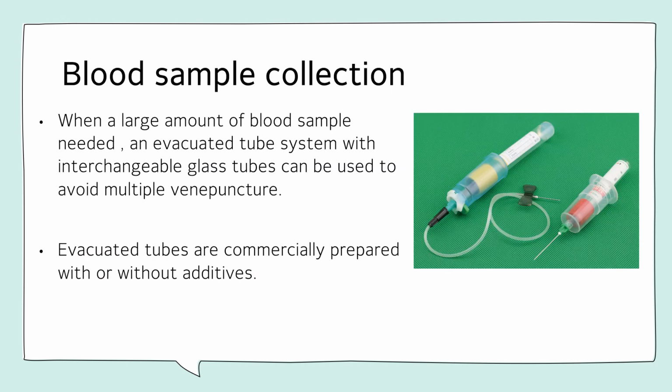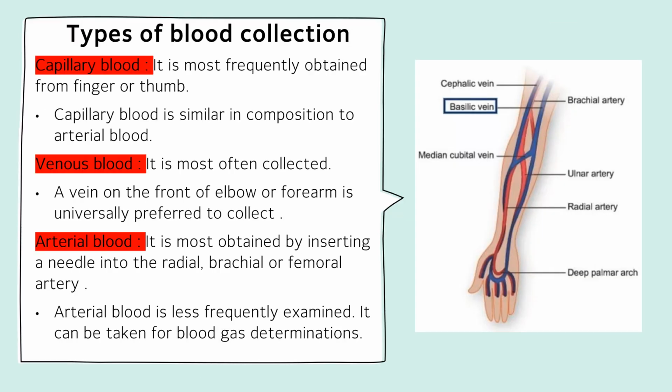So blood sample collection. When a large amount of blood sample is needed, an evacuated tube system with interchangeable glass tubes can be used to avoid multiple vein punctures. Evacuated tubes are commercially prepared with or without additives. Types of blood collection: the blood can be collected from capillary, venous or arterial. Capillary blood is most frequently obtained from the finger or thumb. Capillary blood is similar in composition to arterial blood.